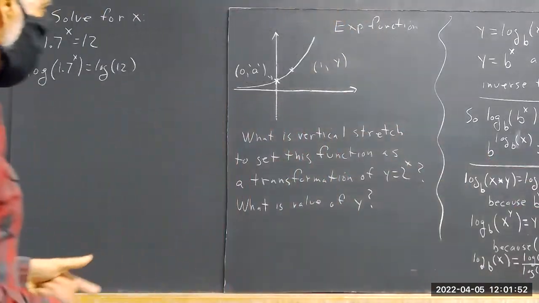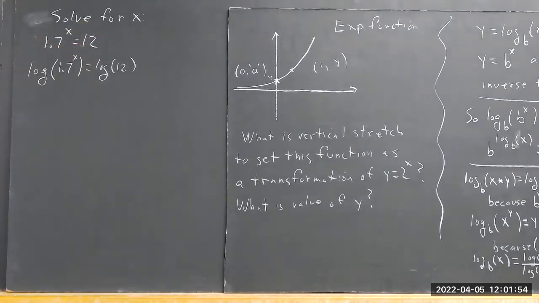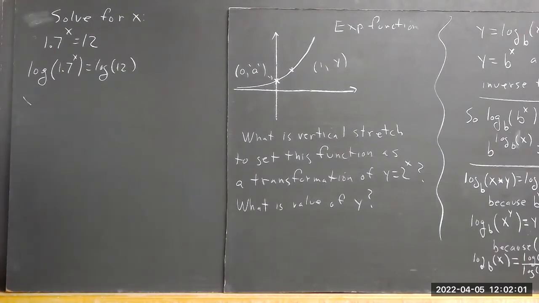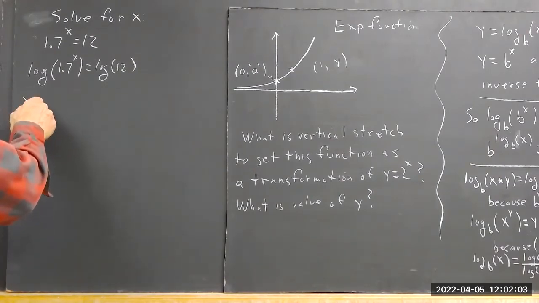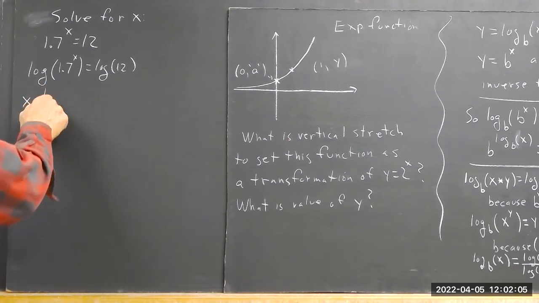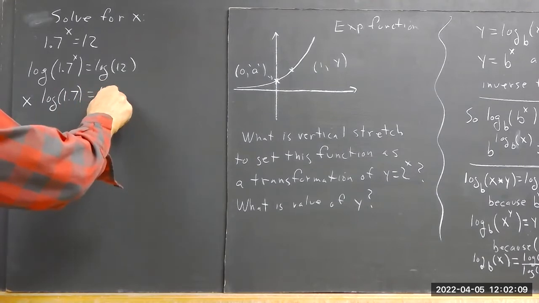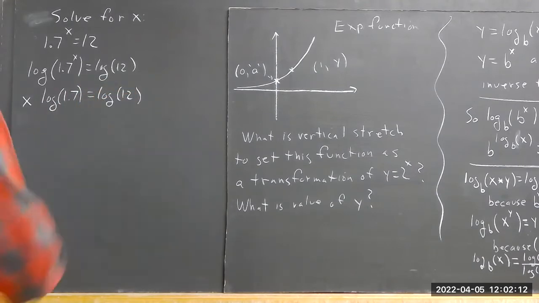So it's a little confusing that we have X's and Y's there and we have an X here, okay? But what this says then is that X log of 1.7 equals the log of 12.